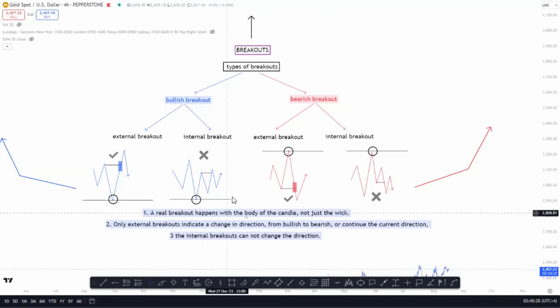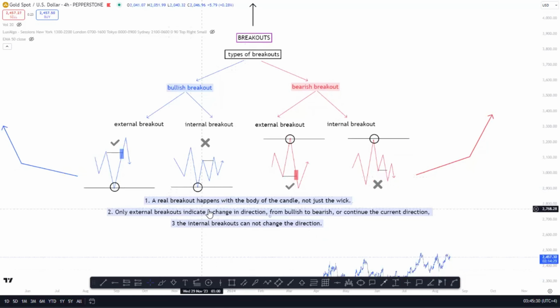Here are some rules to understand the breakout. A real breakout happens with the body of the candle, not just the wick. The valid breakout must happen with the body of the candle. Only external breakouts indicate a change in direction, from bullish to bearish, or continue the current direction. If you see an external breakout after the price reaches our fresh level, that's a confirmation that we have changed the trend from bearish to bullish or from bullish to bearish. Okay?